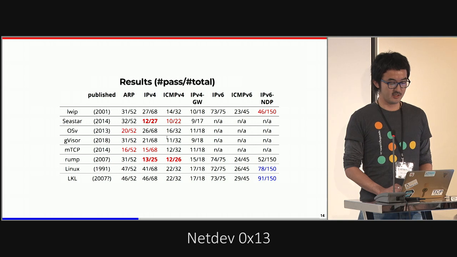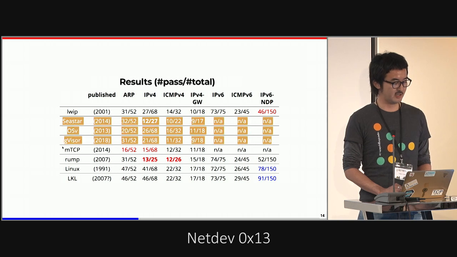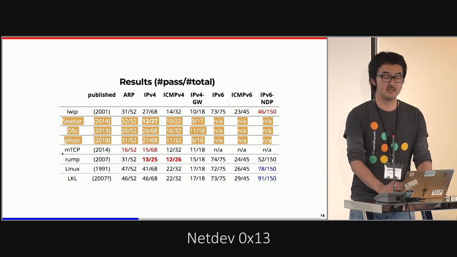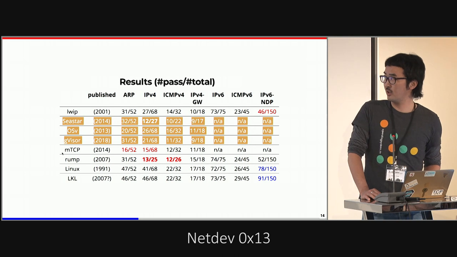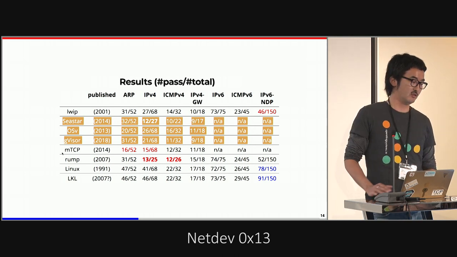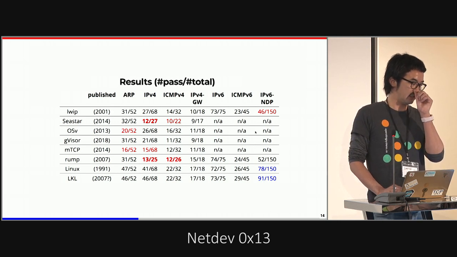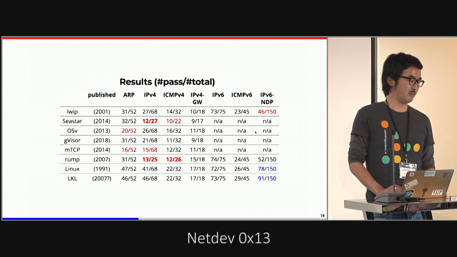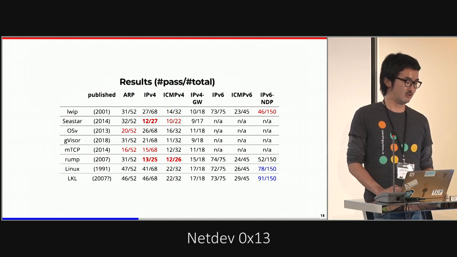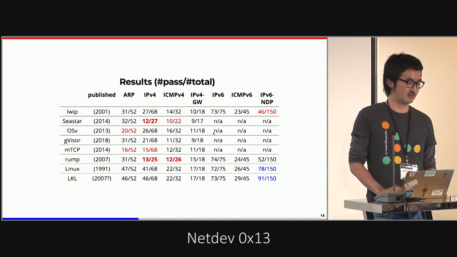And as you can see, some of the implementations, like Sister and MTCP, don't have an IPv6 implementation. So those tests are not conducted. But Zvisor recently announced that they are going to support IPv6 in the future, so it's going to be different if I conduct this test again.